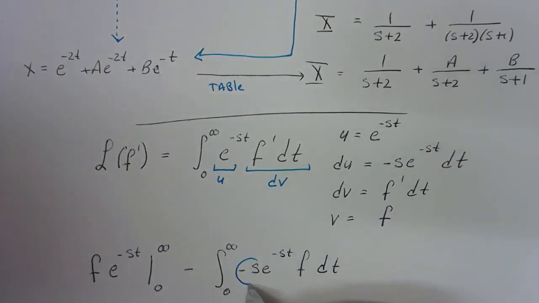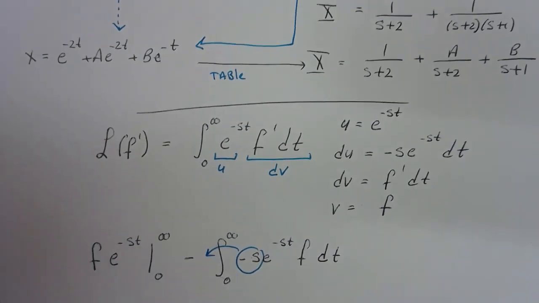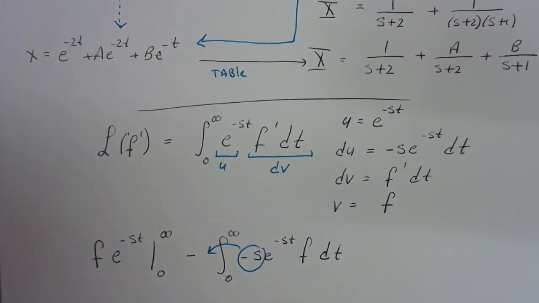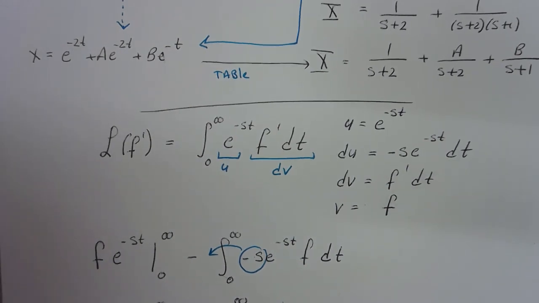We can pull this minus s out. We're integrating with respect to t. So this is f e to the minus st from 0 to infinity, and we'll have a plus s times the integral from 0 to infinity of e to the minus st f dt.